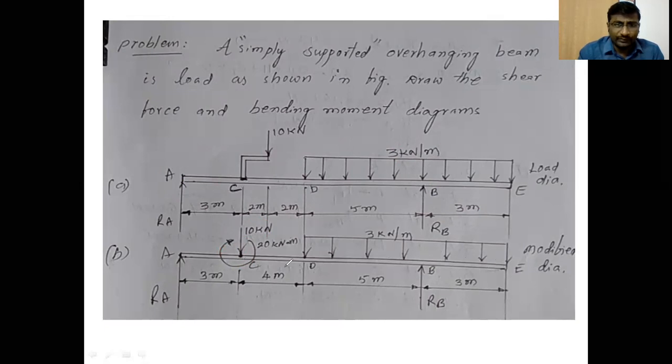Therefore, how many loads are acting on the beam in total? One UDL is acting, one point load is acting, and one couple is developing on the beam at point C, which is 20 kilonewton meter.